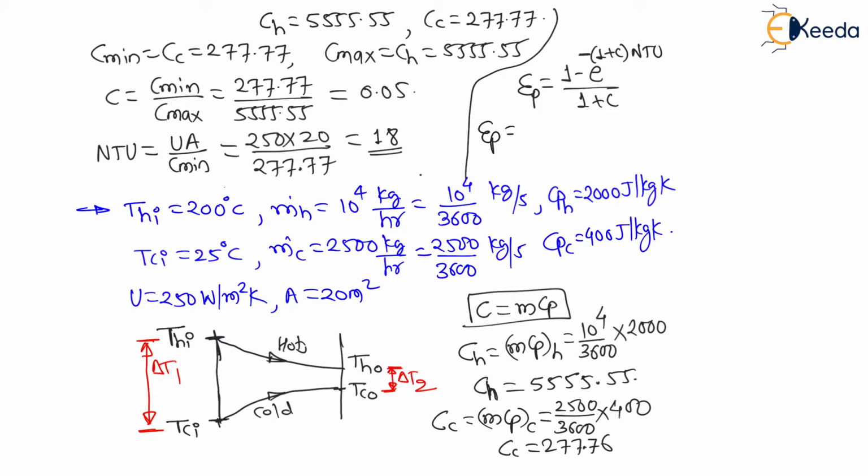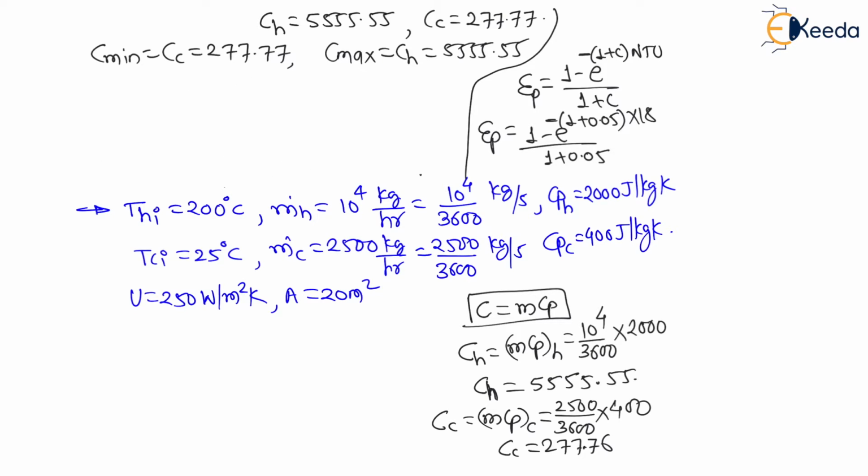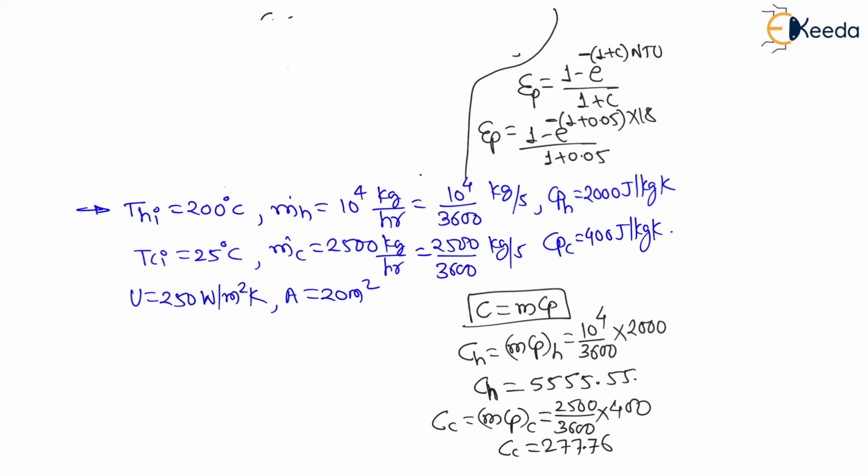Therefore, the effectiveness of the parallel flow heat exchanger is equal to 1 minus e to the power minus (1 plus 0.05) into 18, divided by 1 plus 0.05. So my dear students, let us find this effectiveness of the parallel flow heat exchanger. Let us delete this diagram, and the C and NTU as well, so that we will get space.